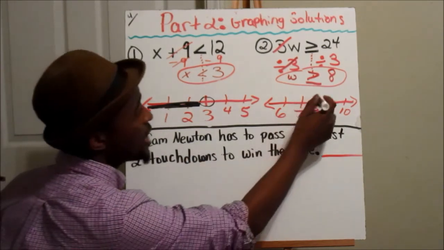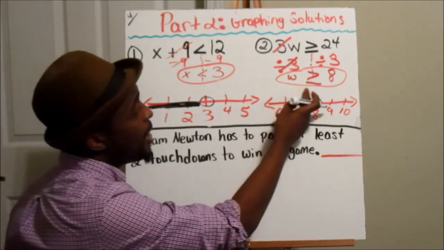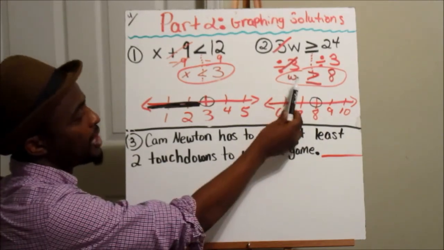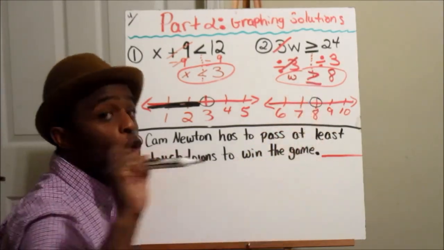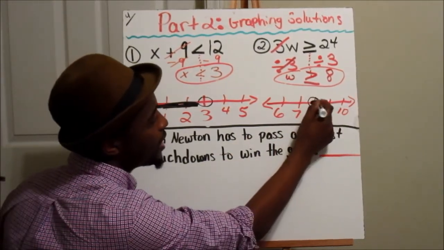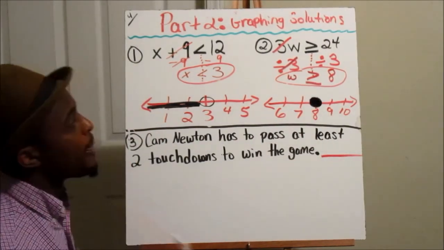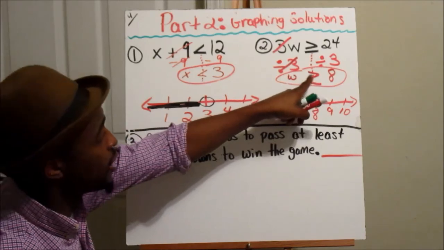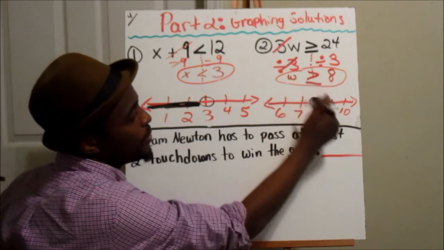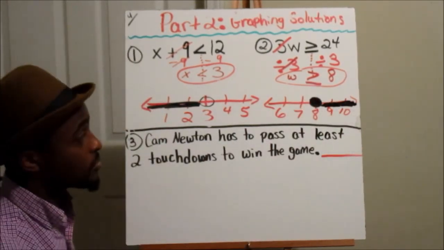Alright? I still put my circle on my 8. And now I have to ask myself, can w equal 8? Can w be one of the solutions? Well, here in my solution it says w is greater than or equal to 8. So yes, 8 can be a solution. So I want to fill that in, because I'm saying 8 is part of the shaded area. Alright? Now, is w greater than 8 or less than 8? Do I want to shade greater than 8 or less than 8? Well, I want to shade greater than 8. Right? And that's all there is to it.